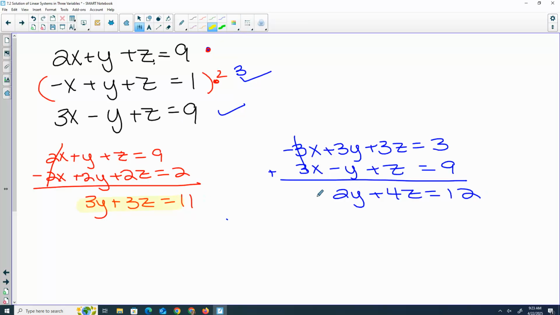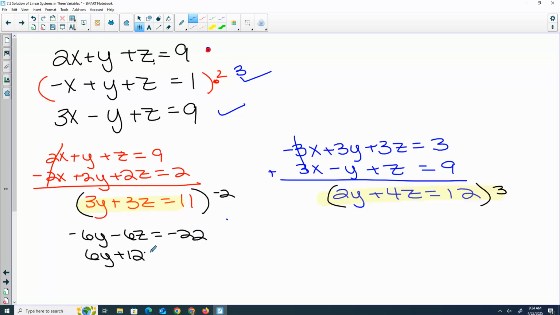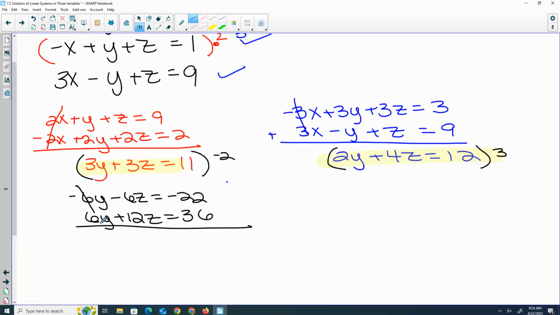At this point, I have to put these equations together and eliminate something. If I want to eliminate y, what would I have to take this one times? -2. And this one by 3. So if we add those, the y's cancel. We get 6z equals 14. Divide, and we're left with a fraction, 7/3.